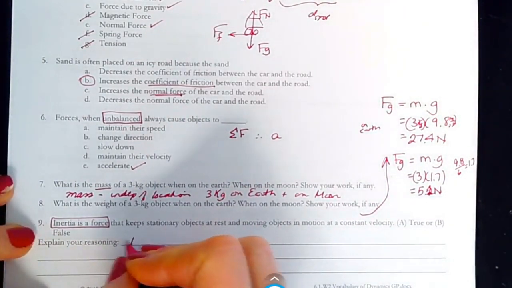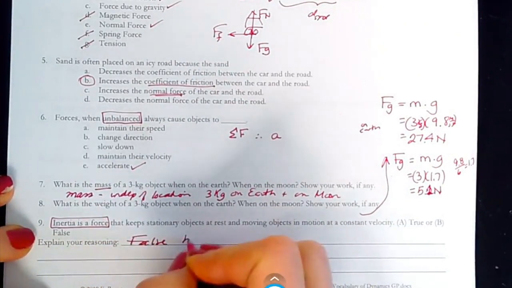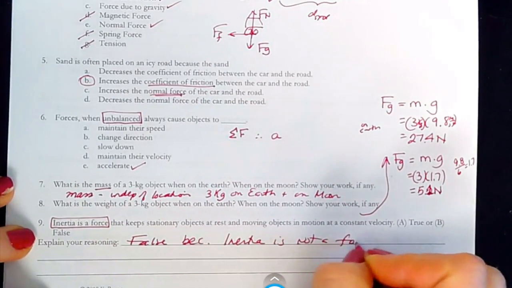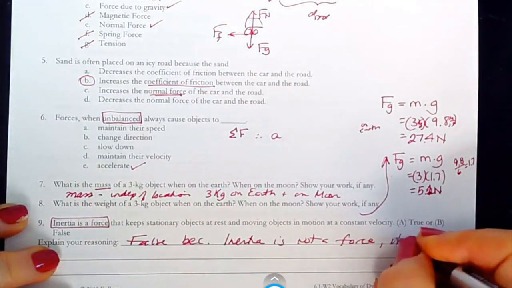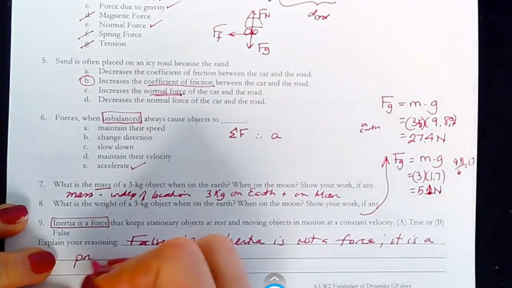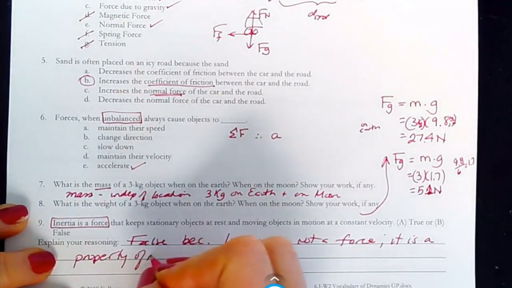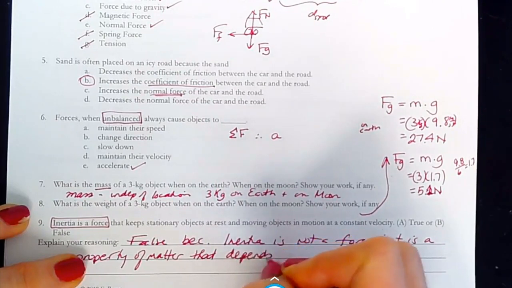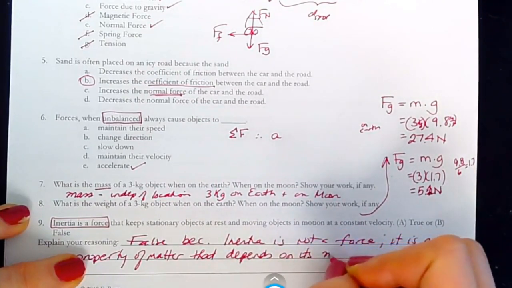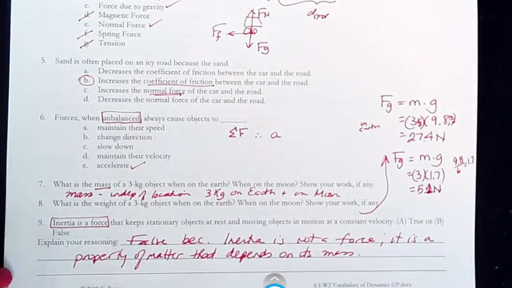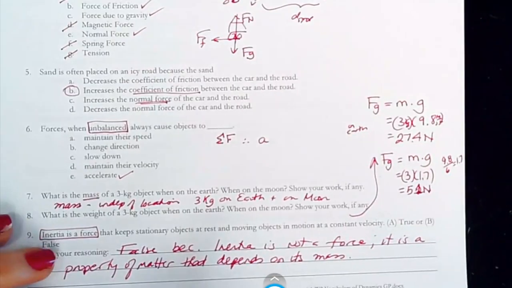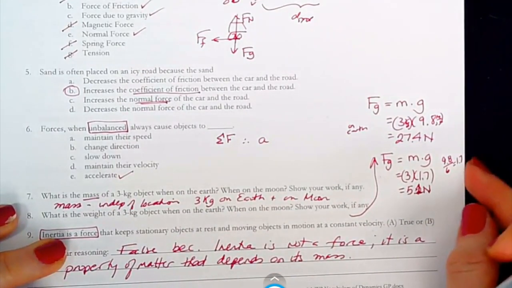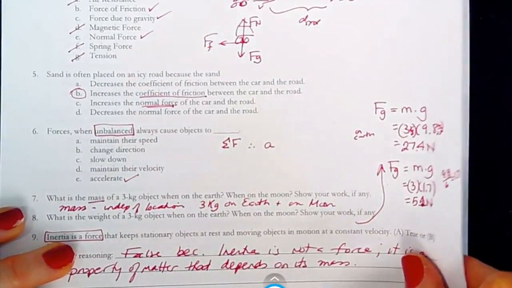So this is false because inertia is not a force. So it's not a force, so what is it? It is a property of matter that depends on how much mass something has. Okay, so notice what we're doing is every time we answer a question, we're going back to the definitions. We're looking for definitional proof.